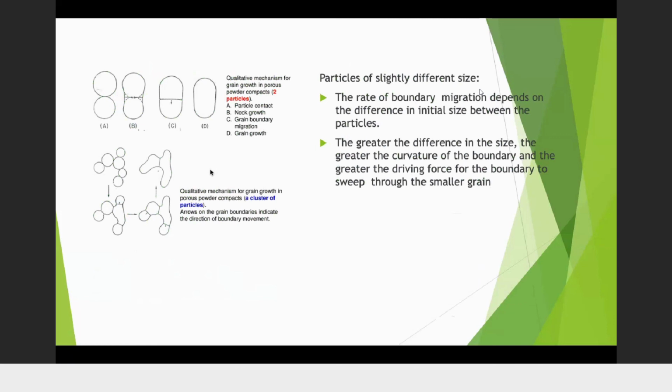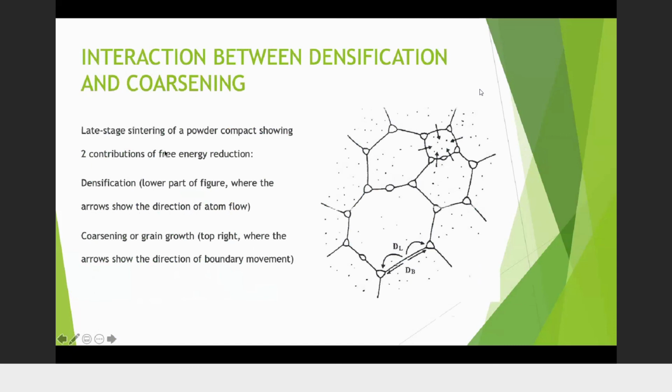At the last stage of sintering of a powder compact, there are two contributions to free energy reduction, right? Densification here, and also grain growth or coarsening, okay? The arrow shows the direction of boundary movement.